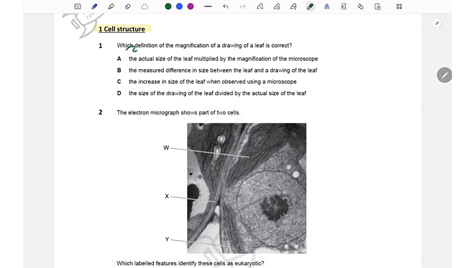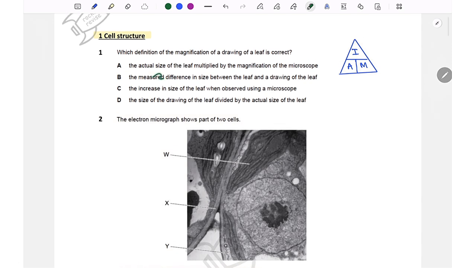Question number 1. Which definition of the magnification of a drawing of a leaf is correct? So remember, for magnification, this triangle would be helpful. You can remember it as I am. To find the magnification, you do image over actual. So which one would be correct out of the options given to us?